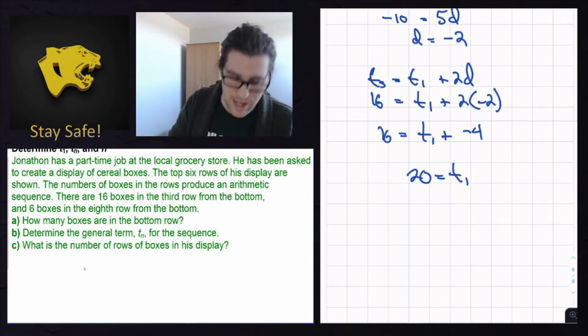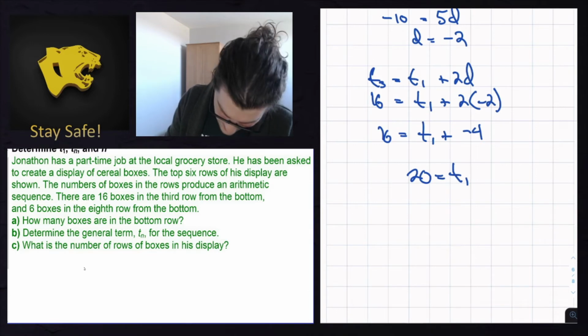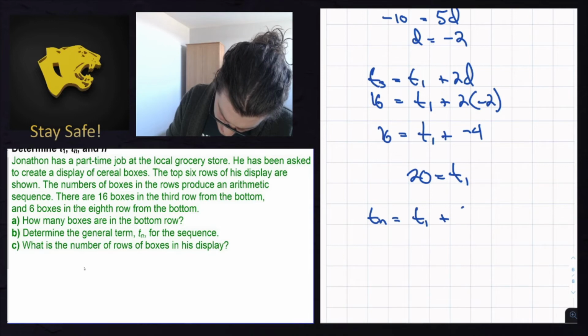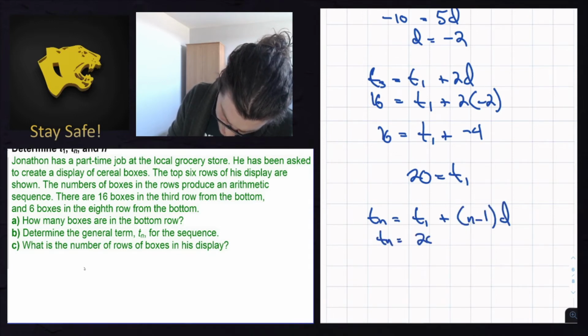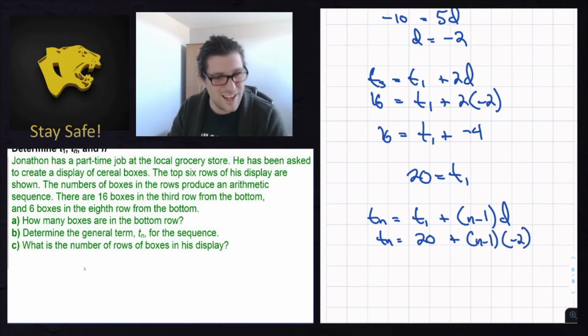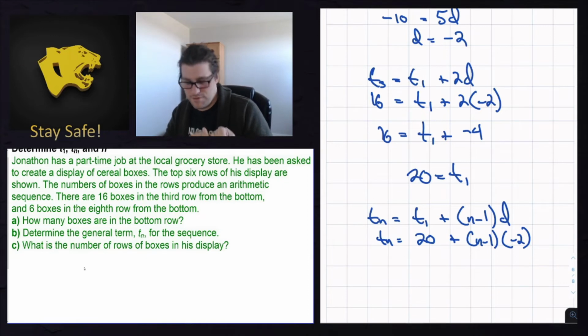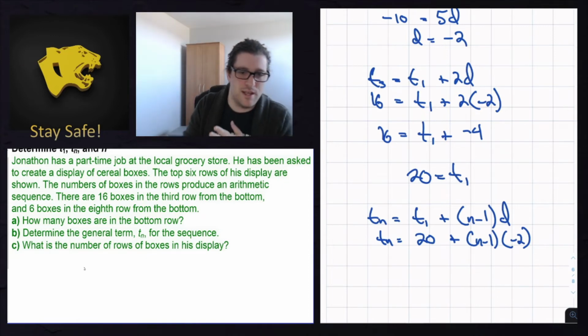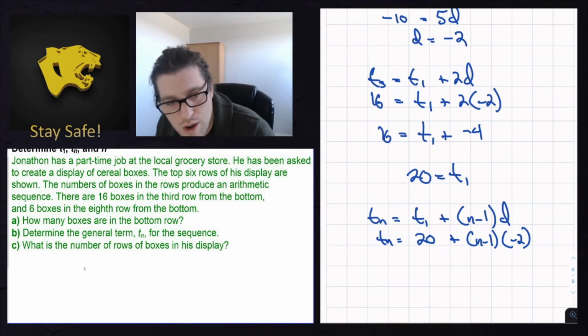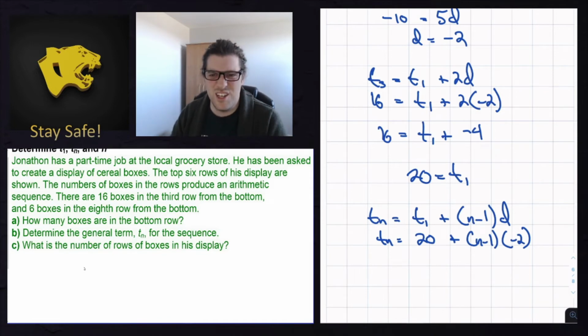So that is A. My general term then is Tn is equal to T1 plus n minus 1 times d, which means that Tn is equal to 20 plus n minus 1 times negative 2 in our case. So we found that the common difference is negative 2, and the first term was 20. Now, if I wanted to know the number of rows of boxes in the display, we know that it goes down by 2 every time.